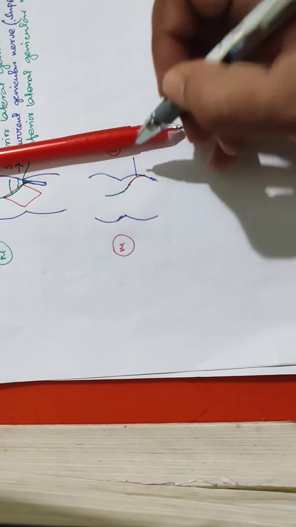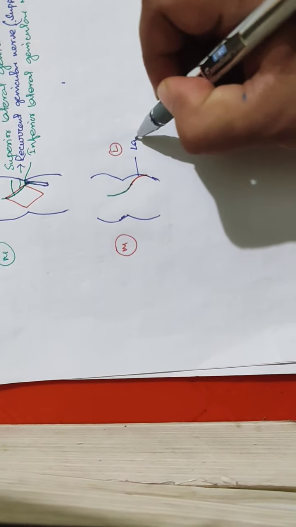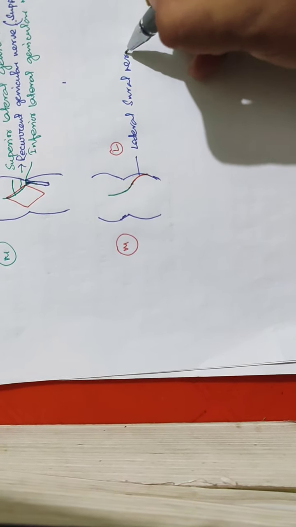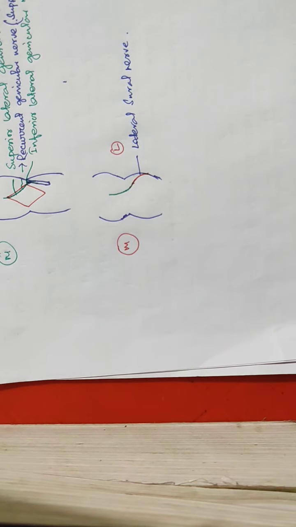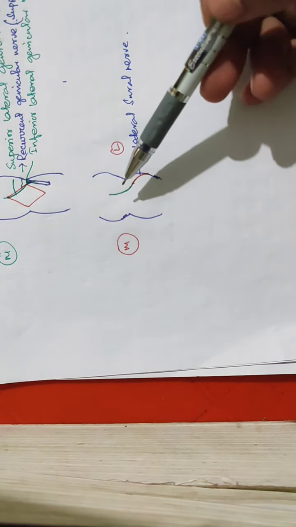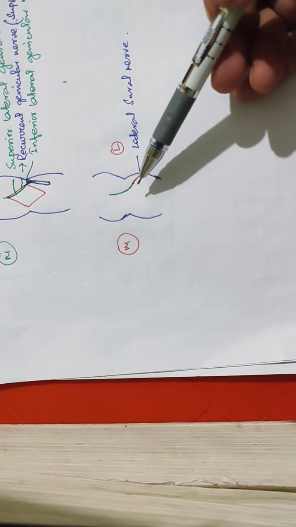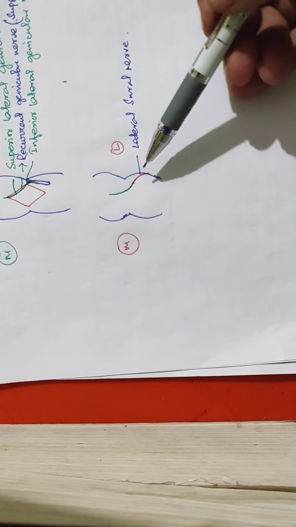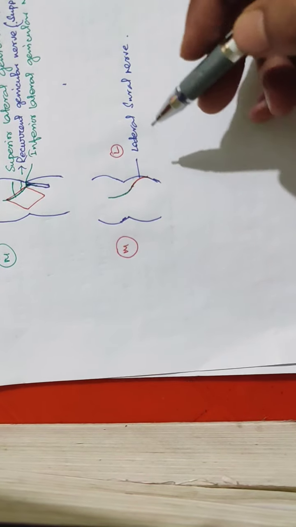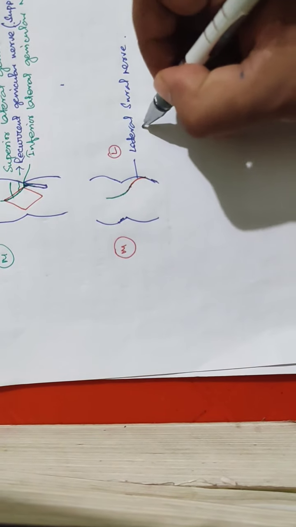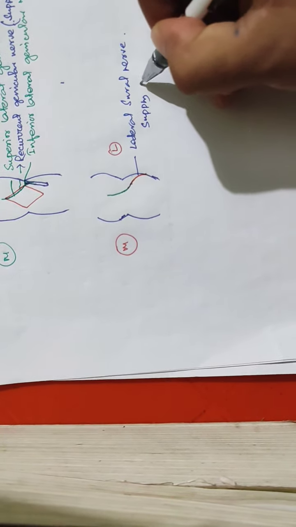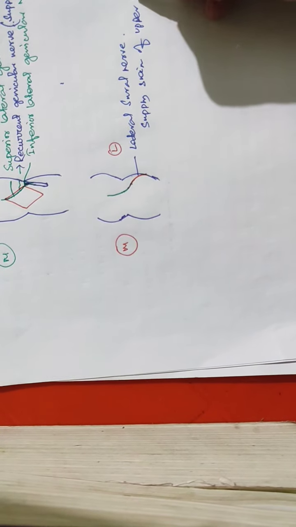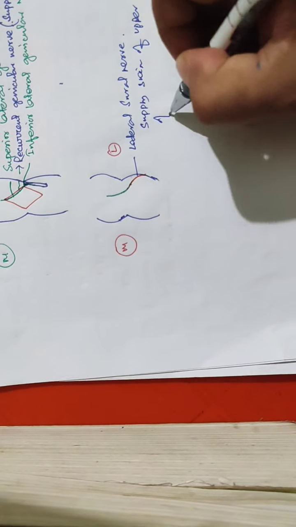This one is called the lateral sural nerve. From the common peroneal nerve, it descends to supply the skin of the upper two-thirds of the lateral side of the leg. It is the lateral sural nerve. It supplies the skin of the upper two-thirds of the lateral side of the leg.